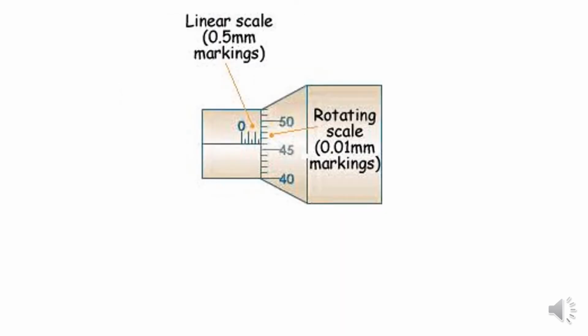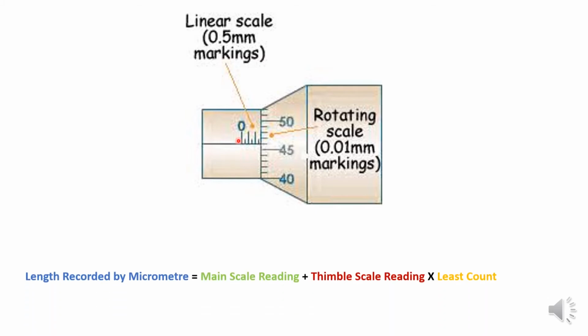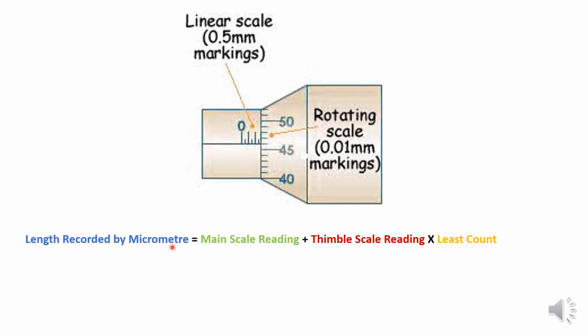Similarly, in this image we can see how to take reading. The formula is length recorded by micrometer equals main scale reading, that is the reading shown on this scale, plus thimble scale reading, meaning the reading shown on the circular scale, into least count. And we know that the least count of the micrometer is 0.01 mm. So one value we know, and the other two we have to calculate. Here we can clearly see the divisions 1 mm, 2 mm and 2.5 mm. So the main scale reading will be 2.5 mm.